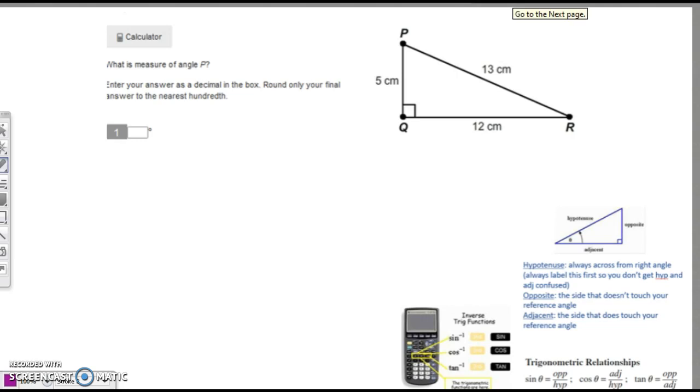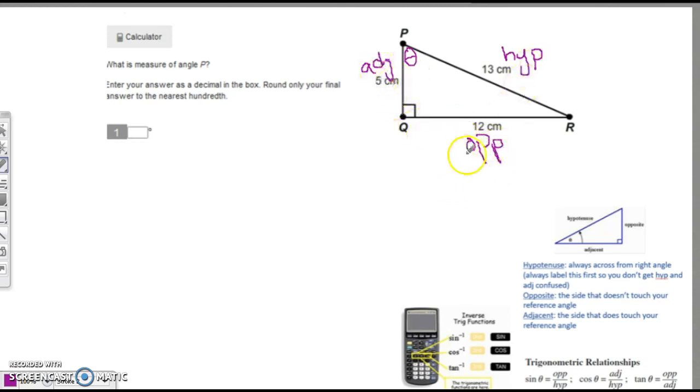Alright, so here's the next one. What is the measure of angle P? So I'm trying to figure out P. You can label it X or you can label it theta. I'm just going to go ahead and label it theta. Then, of course, we label each side of our triangle. So we have the hypotenuse, the adjacent, and the opposite.